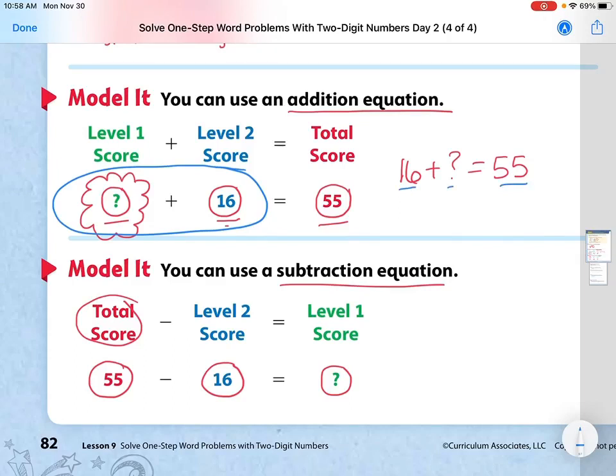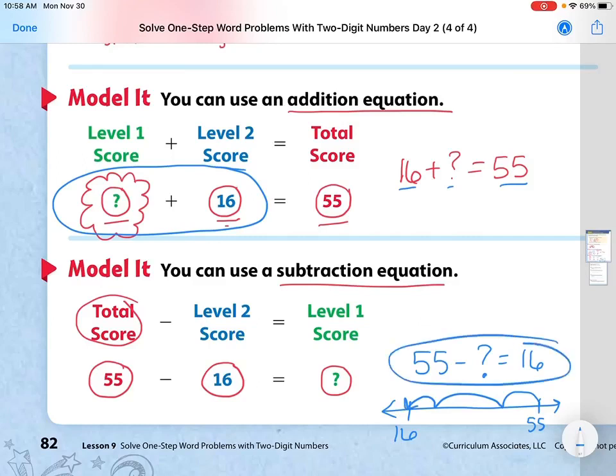And in the same respect, if I wanted to do an open number line and show subtraction, I could do 55 minus I don't know how many, which would leave me 16. And I could do my number line this way and make sure my 16's down there and my 55 is up here, and then I could do my subtraction that will get me to 16. Okay, so that's what this equation could show.